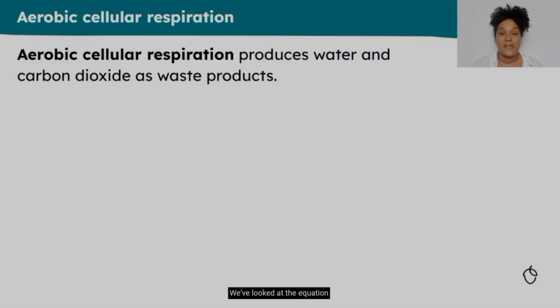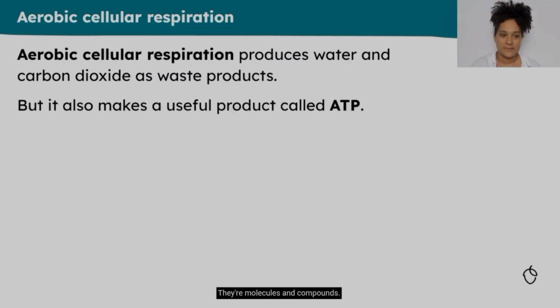We've looked at the equation for aerobic cellular respiration, but the point of cellular respiration is to transfer energy for life processes. So where is the energy? That's what we're going to talk about now in this section. Aerobic cellular respiration produces water and carbon dioxide as waste products. The word produce, the word create, that would be correct here because water and carbon dioxide are physical substances. They're molecules and compounds. But cellular respiration also makes a useful product called ATP.